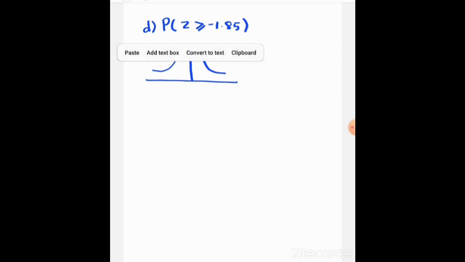We need to find P(Z ≥ -1.85). So we put it into the bell shape because we need to find the probability. There is an equal sign, so this is a straight line. Negative 1.85 is here, and greater than means the area in front of that number. So this is the area of Z greater than or equal to negative 1.85.